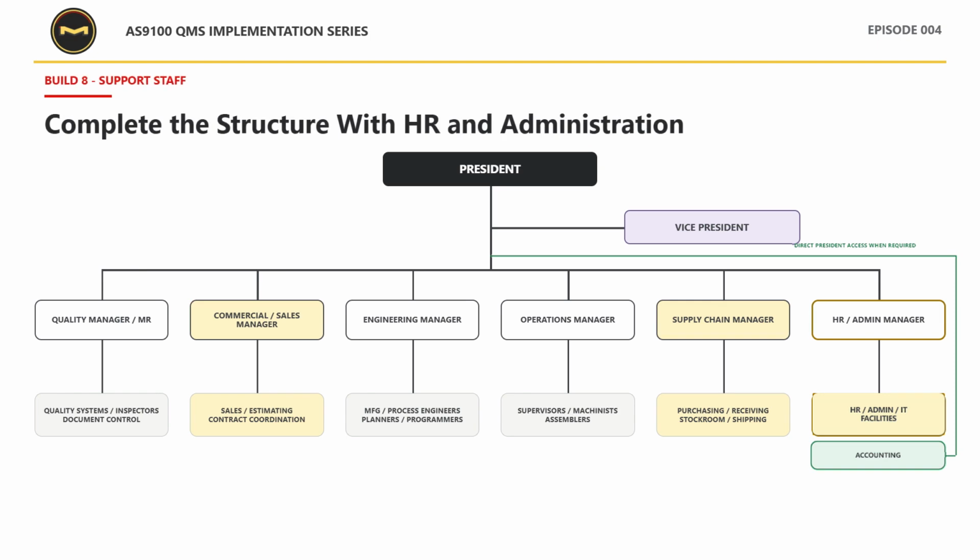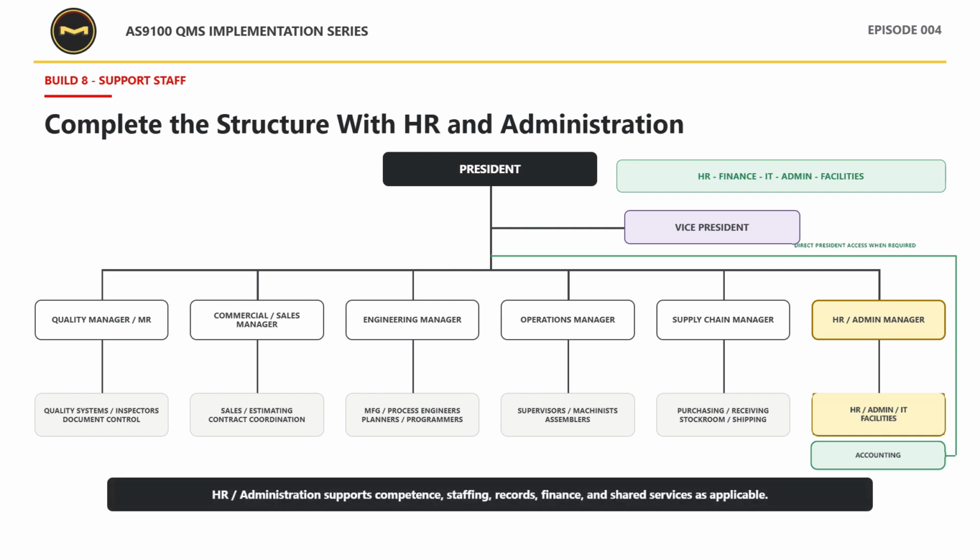Place accounting below human resources and administration. Human resources and administration support staffing, competence, training, employee records, IT, facilities, and general administration. Accounting keeps direct presidential access for independence, confidentiality, and escalation when needed.